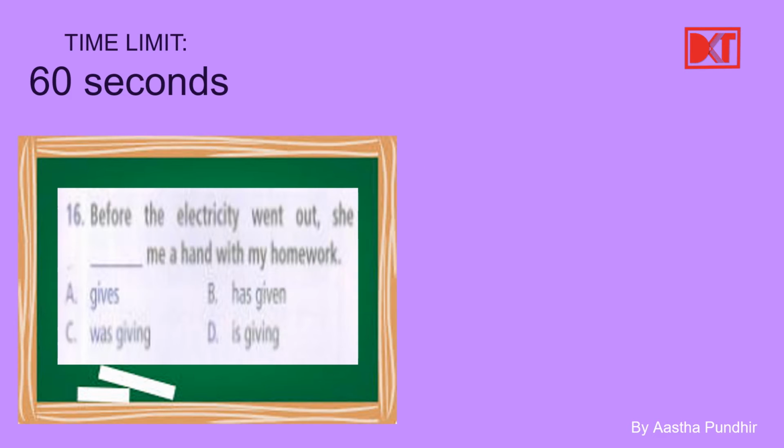Before the electricity went out, she dash me a hand with my homework. Gives me a hand, has given me a hand, was giving me a hand, or is giving me a hand. So here the correct answer is C, was giving me a hand.